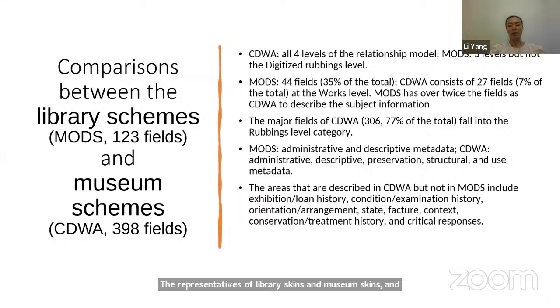CDWA covers all four levels of the relationship model, while MODS doesn't describe the digitized rubbings level. It is interesting to see that though the total number of fields of MODS is less than 1/3 of CDWA, it has more than twice the fields as CDWA to describe subject information. The majority of fields of CDWA, around 77% of the total, fall into the rubbings level category. As to the typology, MODS only covers administrative and descriptive metadata, where descriptive metadata accounts for 90% of the total fields. CDWA includes administrative, descriptive, preservation, structural, and use metadata. MODS does not describe information like the exhibition history, examination condition history, orientation, factor, conservation history, etc. that are described in CDWA.